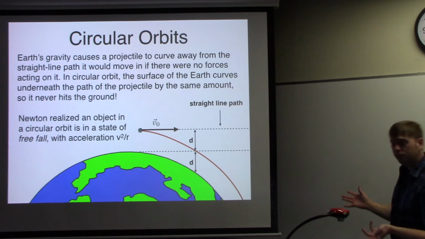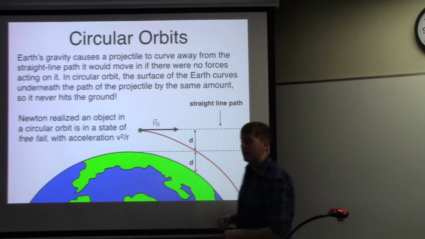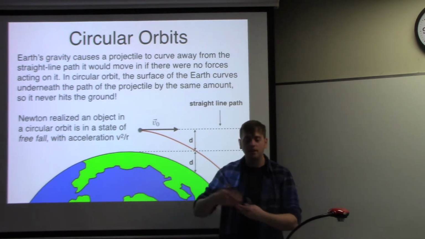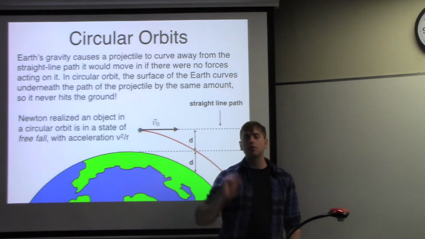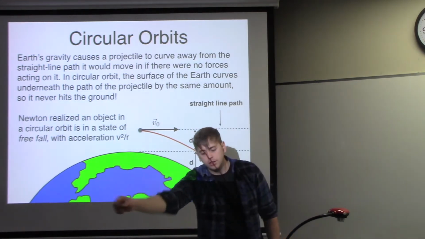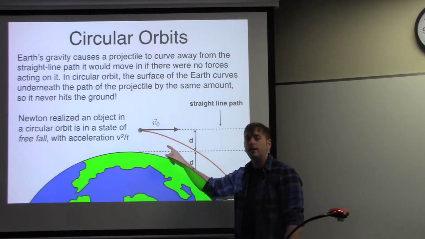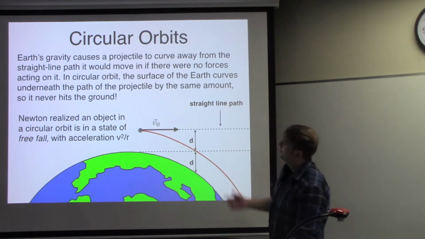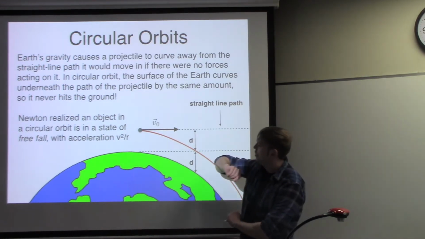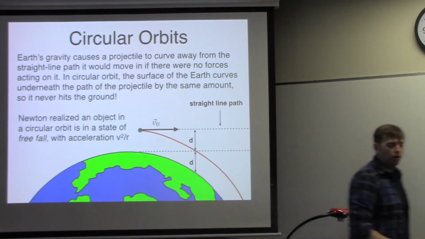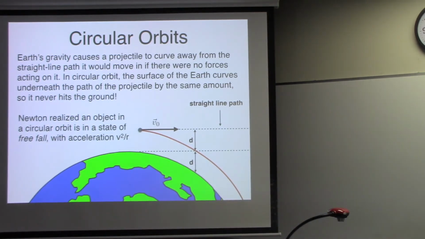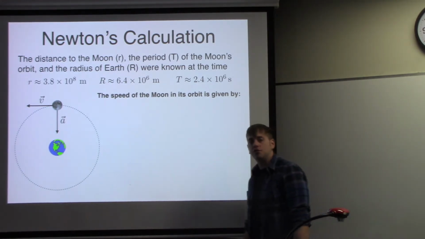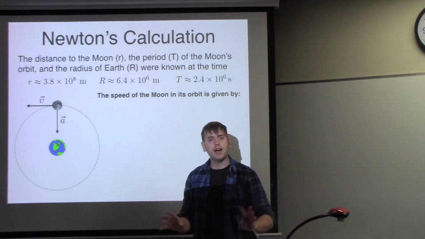And so, to summarize, what Newton realized is that an object that's in circular orbit is actually in free fall, just like anything else you might see. If I toss this paperclip across the room, it's in free fall. If I have an object in circular orbit, it's also in free fall. It just never hits the ground. That's the only difference. So, we're dealing with objects in free fall with acceleration v squared divided by r. That's really what a circular orbit is. So the next thing we're going to do is get into some of the calculations that Newton made to try to figure out how gravity works.